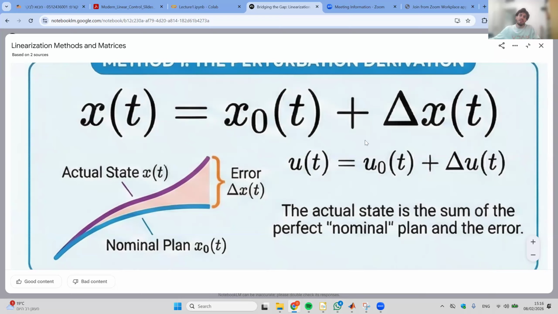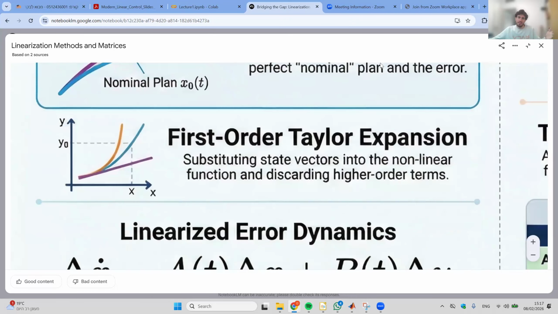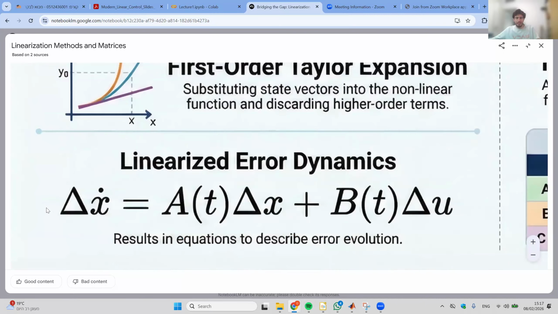What we do in the first method is that we actually take this x, we plug it into our system, into the differential equations. We do all these approximations, and when we finish doing all these approximations, we end up with a linear system. So the linear system will be for the small error, not for the nominal state or for the actual system. So this is what we end up with, and of course we will also have an output. So that's the first method. I call it like a brute force method.